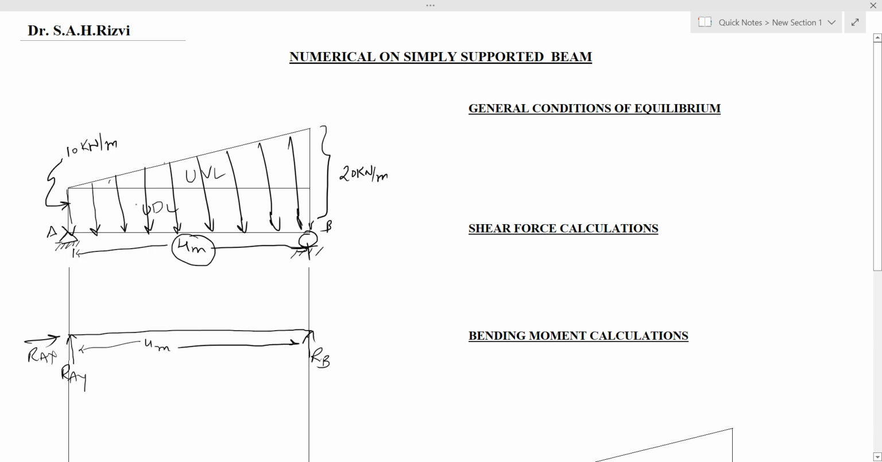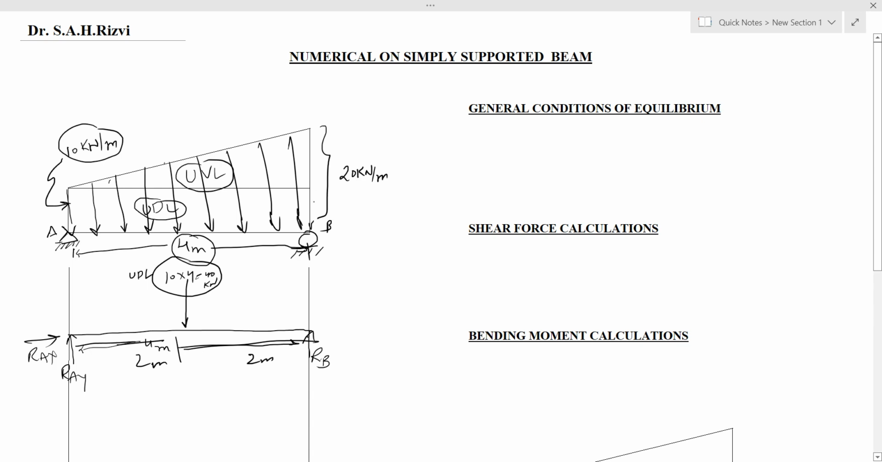First, we will resolve the UDL. The UDL will act at the center, that is 2 meters from A and 2 meters from B. Here you can see that the load of UDL is given as 10 kilonewton per meter. So it will be 10 into 4, that is 40 kilonewton. This is for UDL.